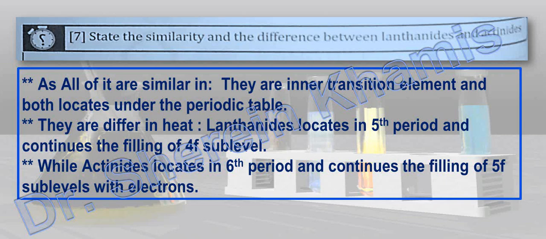We said that the 4f sublevel has 7 orbitals and is filled with 14 electrons according to the Aufbau principle. Actinides are located in the 6th period and continue filling in the same way, until they reach the 5f sublevel with electrons.